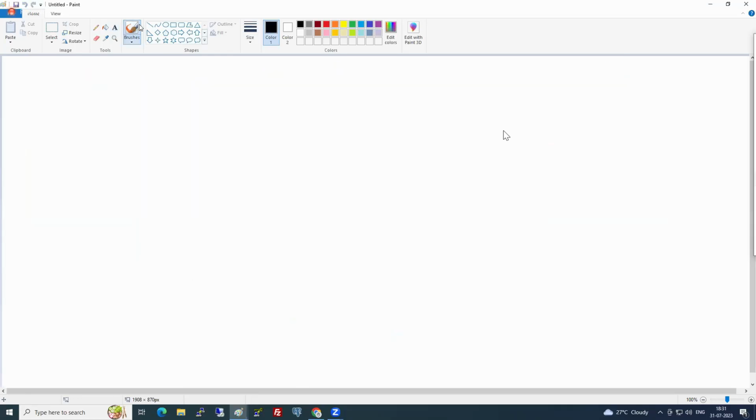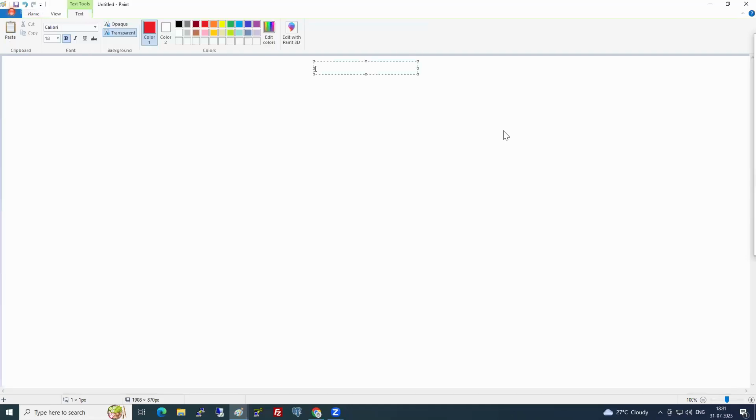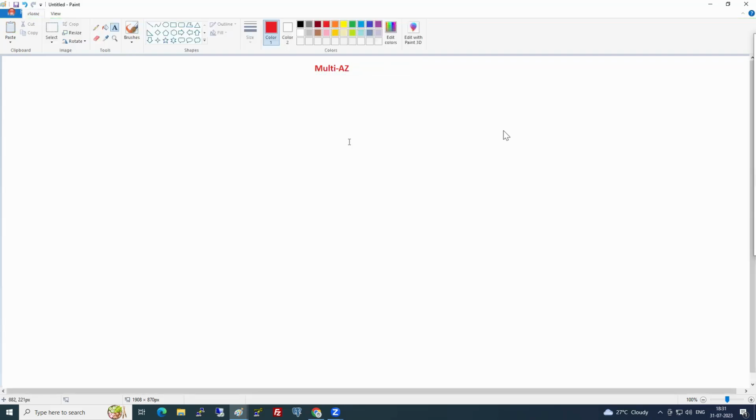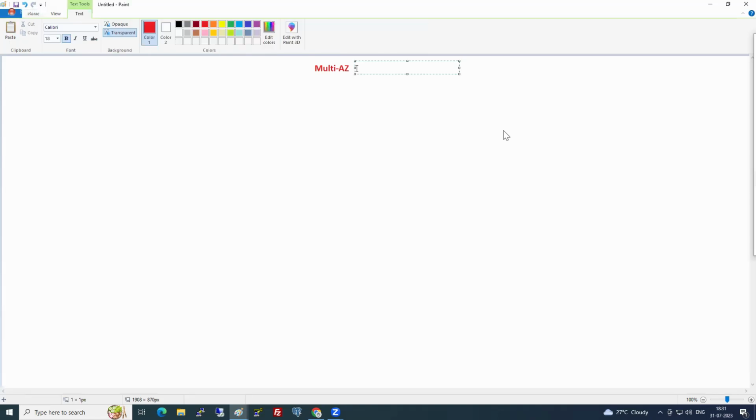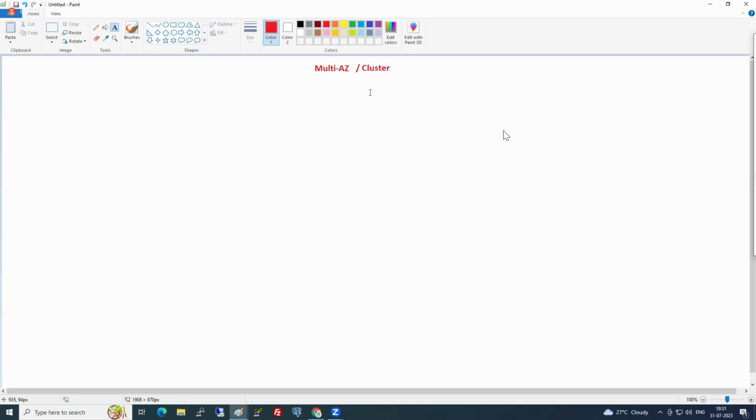And then, what is the next topic? One we discussed was read replicas. What is another topic? Multi-AZ. So what is multi-AZ? Multi-availability zone. You can call it multi-AZ or you can call it cluster. Nowadays, they are calling it a cluster. What is a cluster? A group of DB instances is called a cluster.